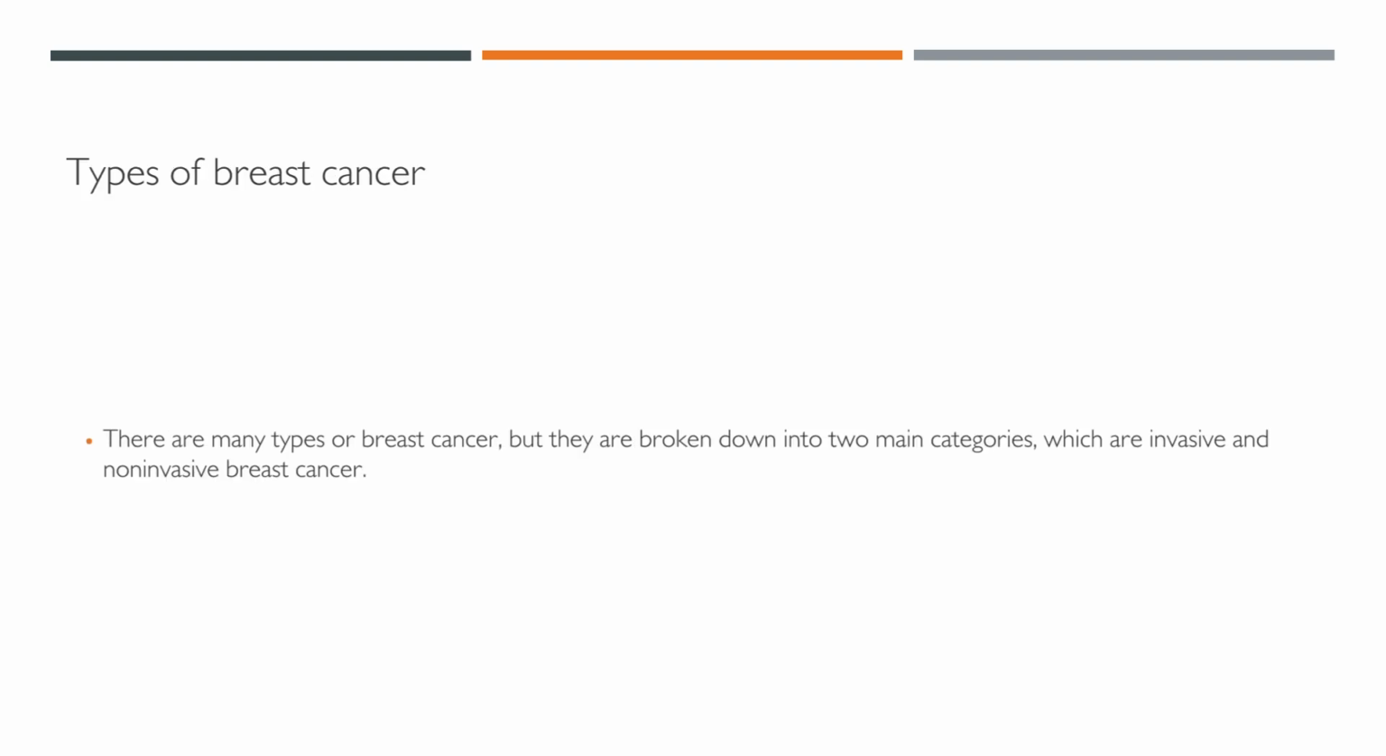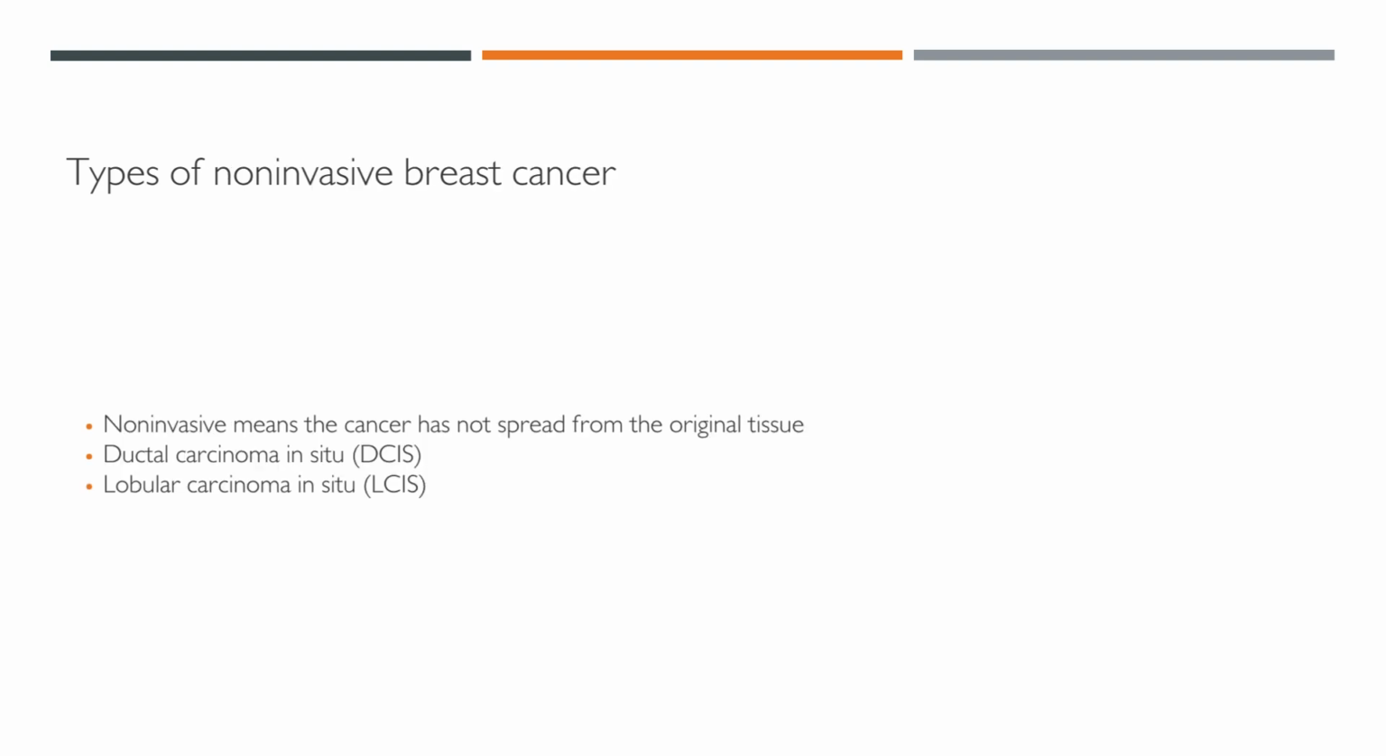Types of breast cancer. There are many types of breast cancer, but they are broken down into two main categories, which are invasive and non-invasive breast cancer. Types of non-invasive breast cancer. Non-invasive means the cancer has not spread from the original tissue. Ductal carcinoma in situ is where the cancer cells are in the ducts in the breast, and they haven't invaded the surrounding tissue. Lobular carcinoma in situ is cancer that grows in the milk-producing glands, and the cancer cells haven't invaded surrounding tissue.